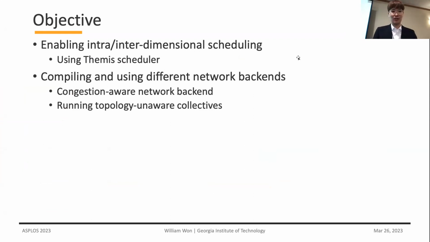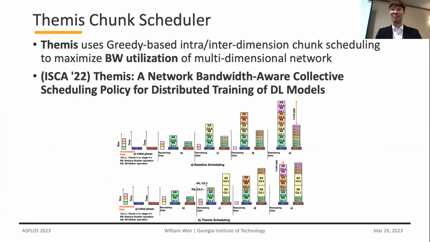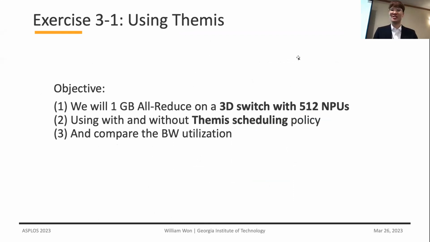So Themis is a greedy-based scheduler that schedules chunks smartly, both intra- and inter-dimensionally, to maximize the network bandwidth utilization for multidimensional topologies. More details are in our ISCA paper last year, so you can just refer to it. The objective here is to make a 3D switch with 512 NPUs and run a 1 GB collective with and without Themis and see how the bandwidth utilization changes.